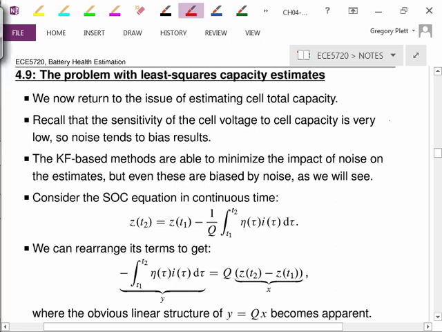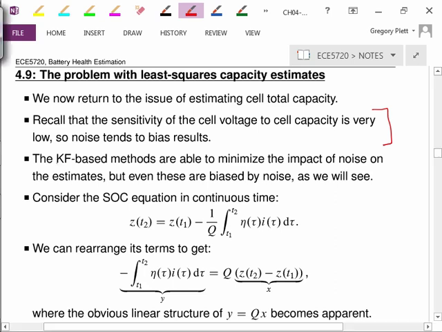Part of the issue is that going back to the beginning of this chapter, we talked about sensitivity of cell voltage to different parameters we might want to estimate. And we found that the sensitivity of cell voltage to cell capacity was very low, which means that in the voltage signal, the signal-to-noise ratio, if you want to think about it that way, is very low. And it's hard to extract the signal from the noise, the true capacity from measurement noise and other kinds of noises.